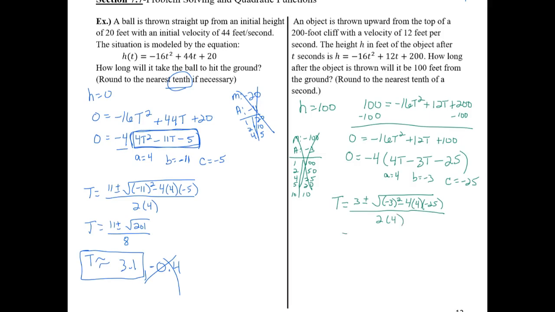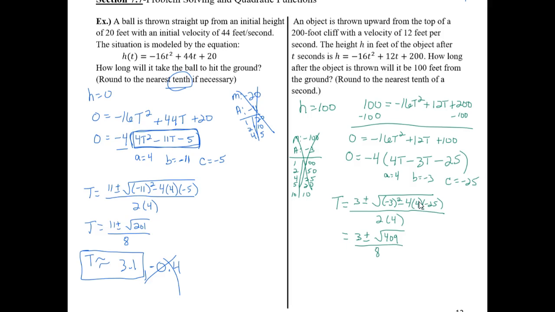I'm going to simplify what's under the radical. So negative 3 squared makes positive 9. And then 4 times 4 times 25, so 16 times 25 is 400. And the two negatives will make it positive. So 9 plus 400 would be 409 underneath the radical. Just multiplying and adding there. And then 2 times 4 is 8.